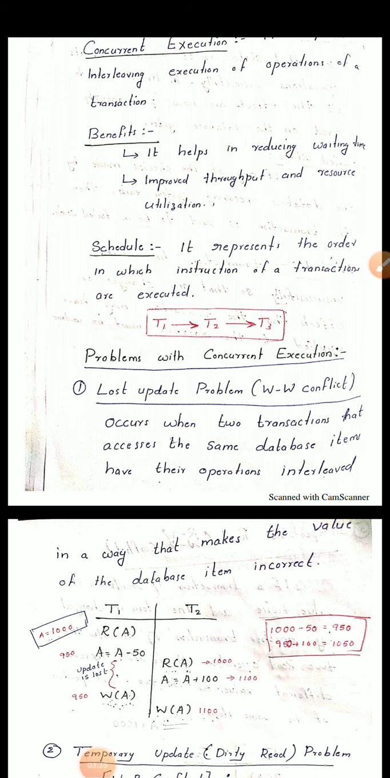Schedule: it represents the order in which the instructions of transactions are executed. For example, T1, then T2 and T3. That is the order. T1 followed by T2, T2 followed by T3. There are several problems that occur in concurrent execution.